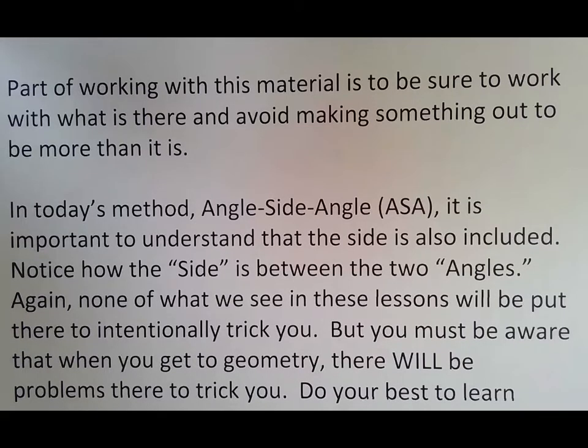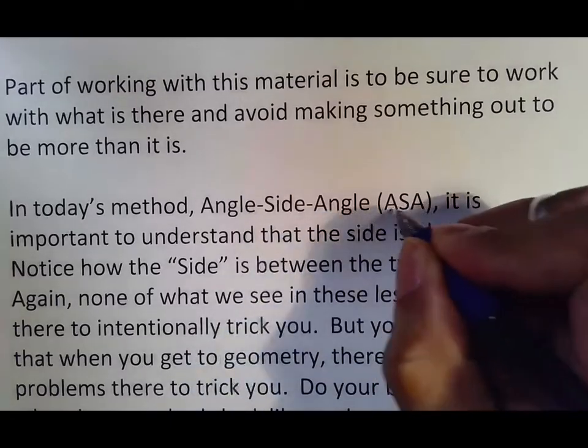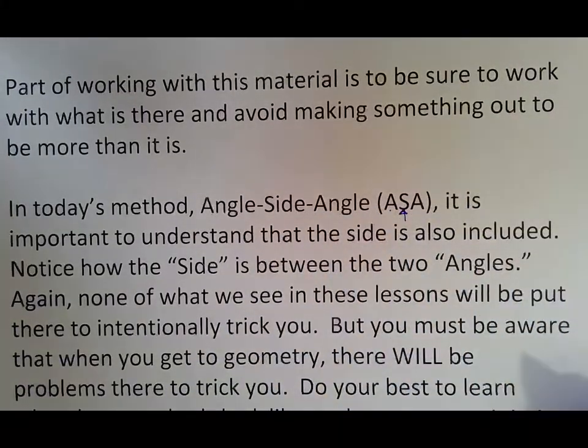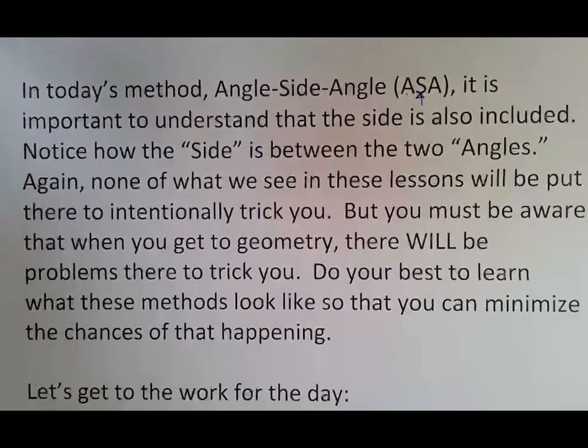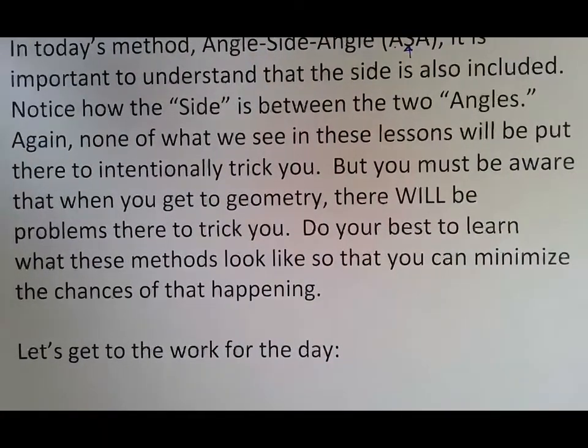So in today's method, angle, side, angle, it's important to understand that the side is also what we call included. How do I know? Because there's 2 angles with a side in between. And as it says here, the side is between the 2 angles. Again, none of what we see in these lessons will be put there to trick you on purpose. Just make sure you're aware that when you get to geometry, there will be problems put there to trick you. Just do your best to learn what these methods look like so you can minimize the chances of that happening.